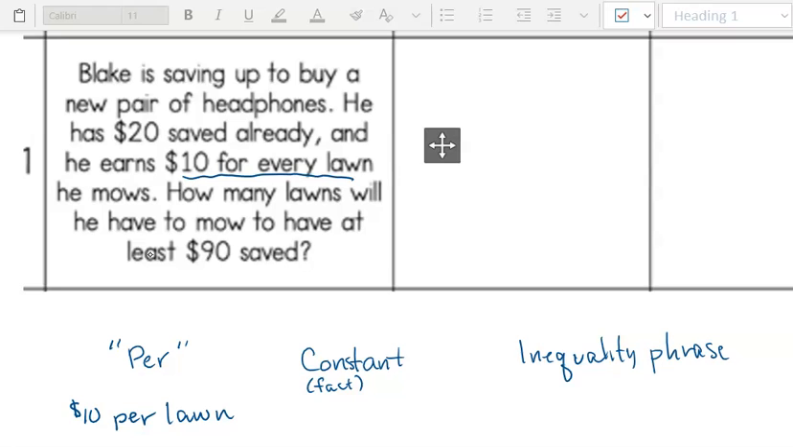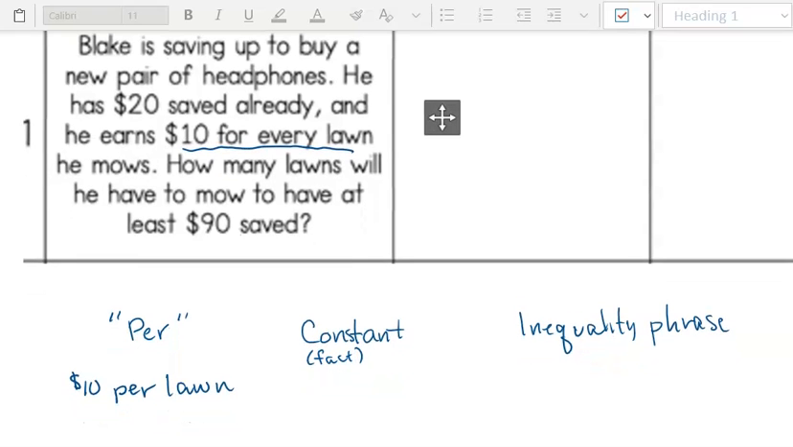The constant is like a fact. It's something that is already there, or is going to be taken away. It could be money already in the bank. It could be minutes already saved. It could be height already reached. Or it could be a discount where we subtract it. So for this one, he's saved $20 already. So that's our constant. The $20 is just a fact. It's not going to change. It's always $20. That's how much he has saved. Okay, and then the inequality phrase is the inequality word. So we're looking at least $90.